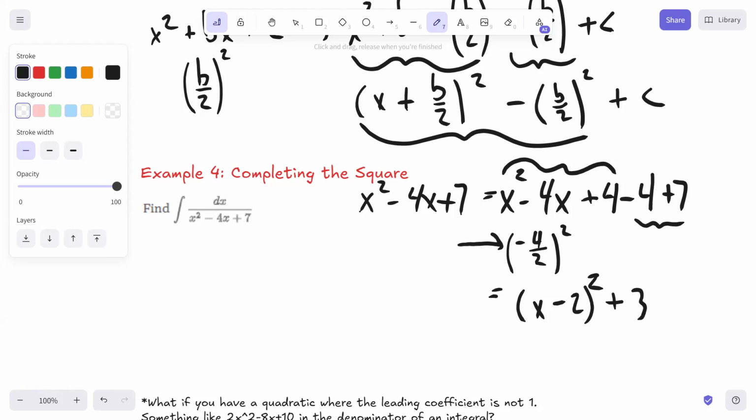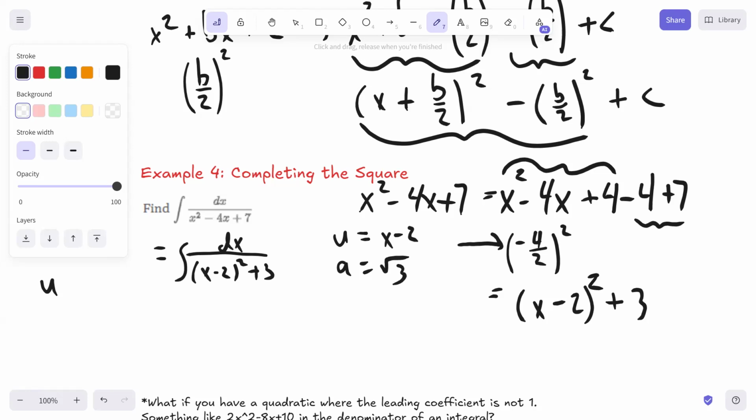Okay? So I can think of this as u squared plus a squared. So this would become the integral of dx over x minus 2 squared plus 3, which has the form of arctan, where u equals x minus 2, and a is going to be square root of 3. The du is just going to equal dx, so we don't have to really perform the u substitution. Everything's going to work out.